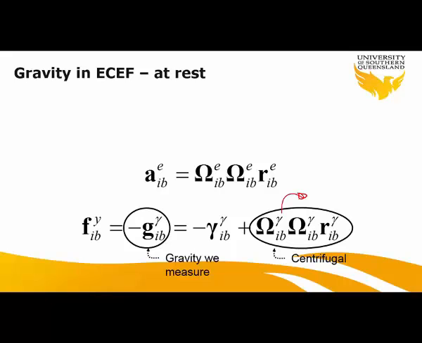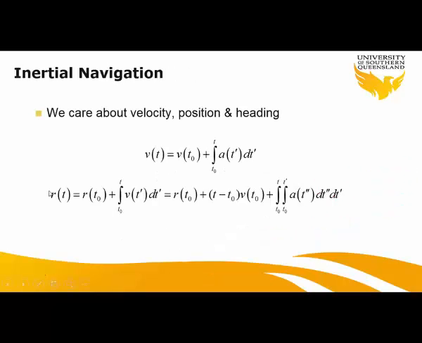On the surface, the second term is approximately 1/300 of the first, which is 0.034 roughly meters per square second, but in orbital applications it becomes more significant. In an inertial navigation system, we care about velocity, position, and heading.